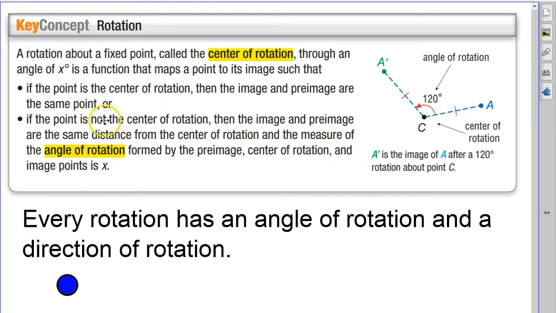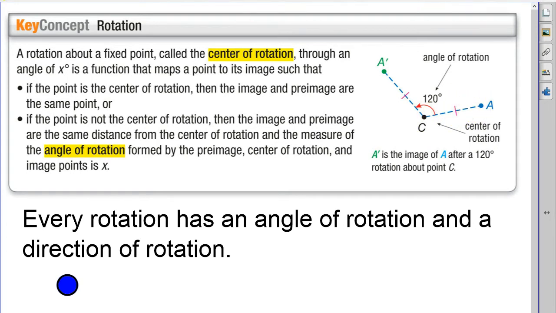Then there's this two-part definition, and it's there for a reason. First of all, if the point is the center of rotation, then the image and the pre-image are the same point. For instance, if point C were part of the rotation, since that's the point I'm rotating about, it isn't going to move. Which makes sense. If you stand in one place and twirl around in a circle, you don't move, you just spin around. However, if you're point A, you will rotate around this point, and you'll move along a circle, keeping the same distance the whole way through.